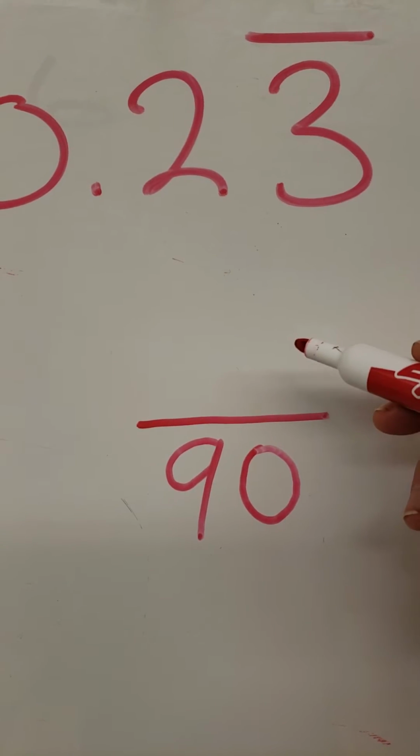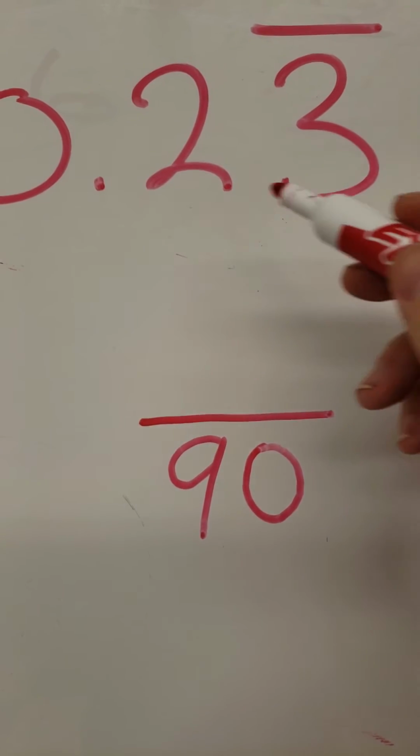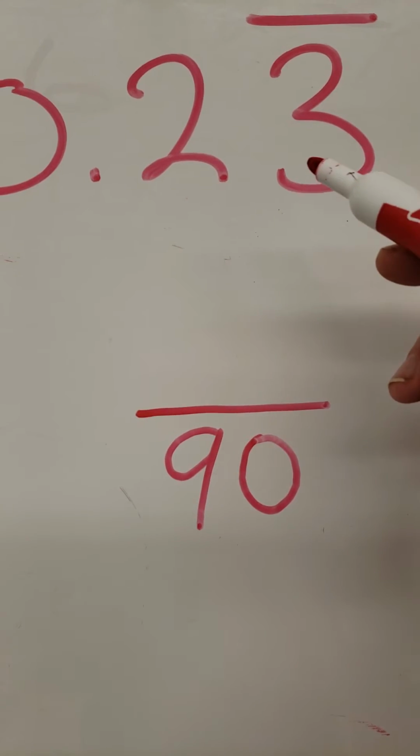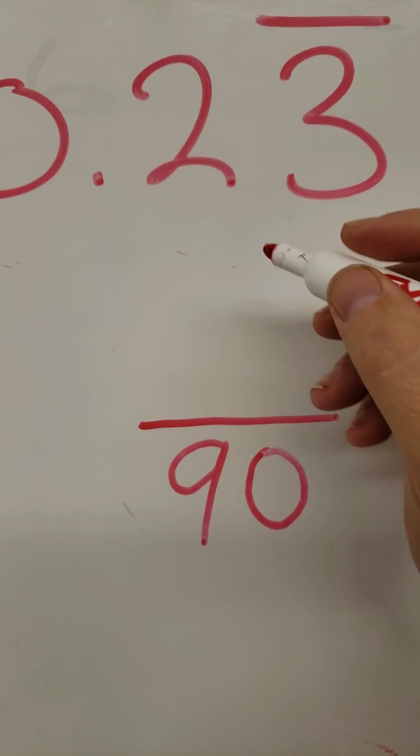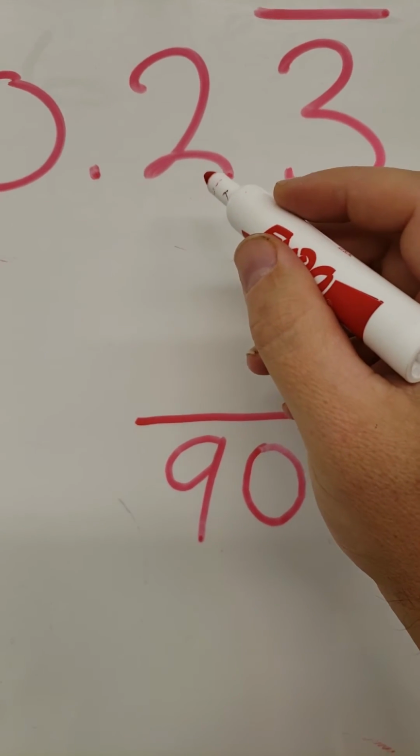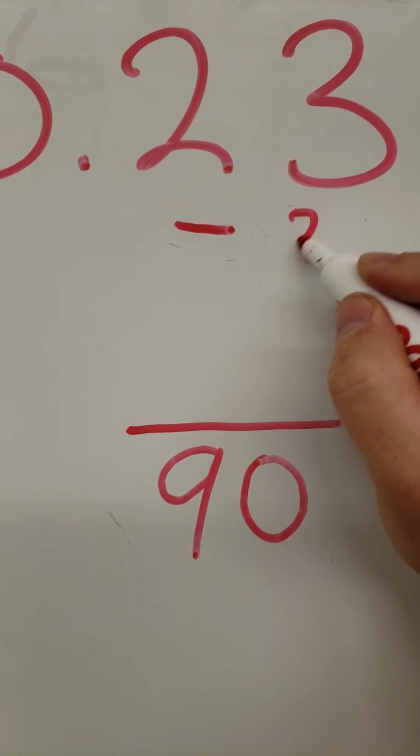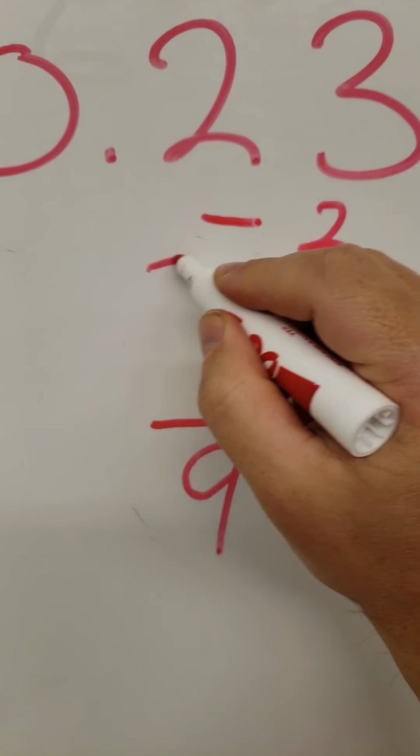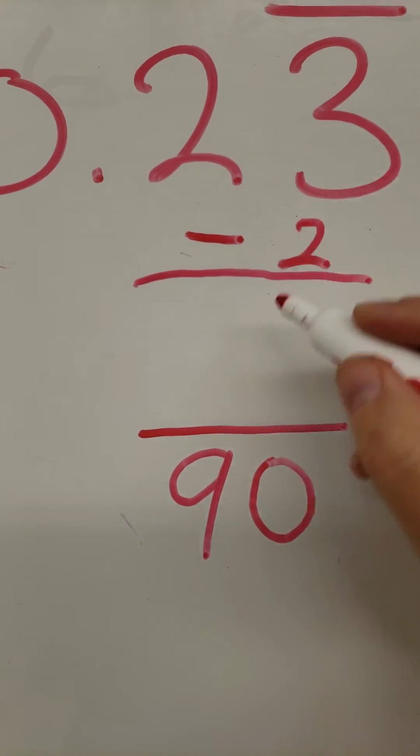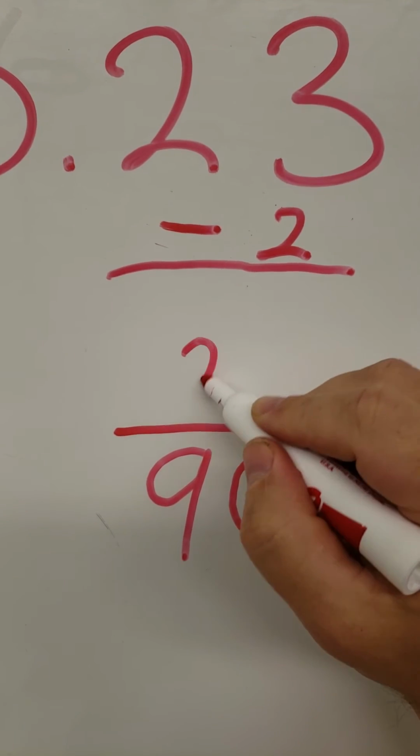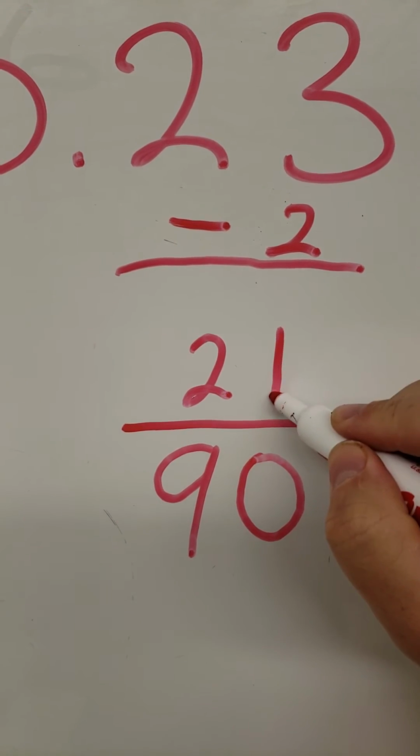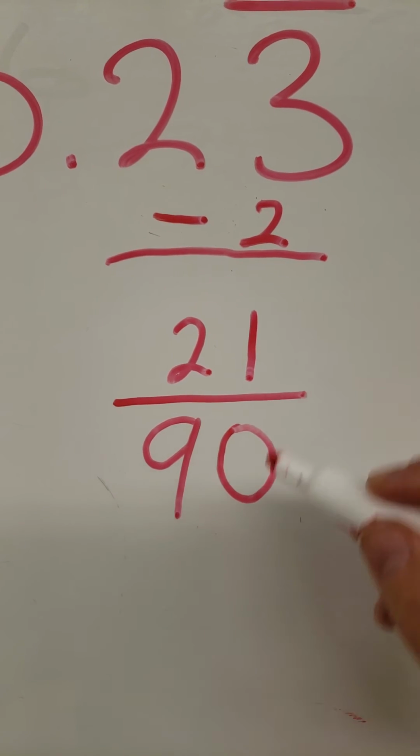To get the numerator, again, I'm going to take whatever part of the decimal is not repeating and subtract it away from the decimal. So the 2 here is not repeating. So I'm going to do 23 minus 2. And if I do 23 minus 2, that will equal 21 over 90.